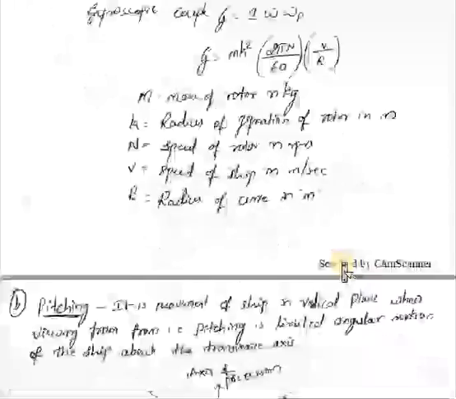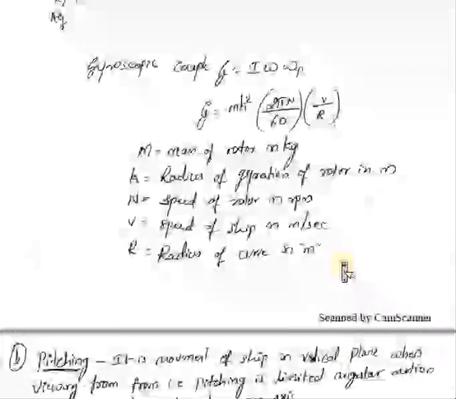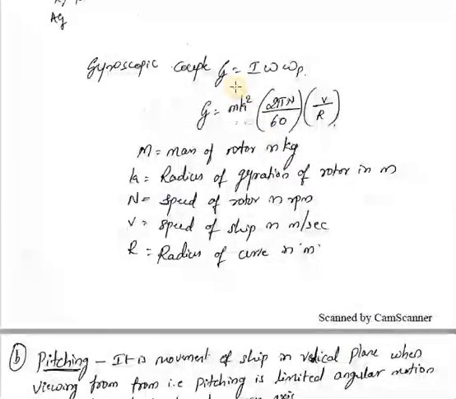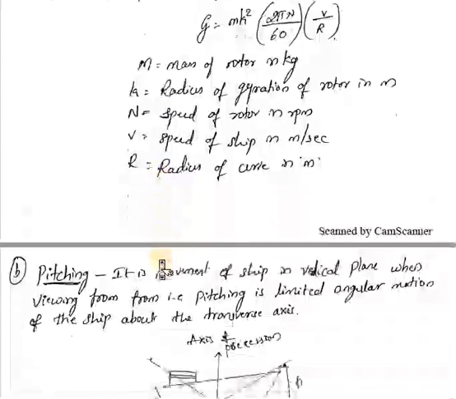For this also you have to calculate the gyroscopic couple. For that you can use the same equation as in case of aeroplane, that is G equal to I into omega P. All the terms remain the same. The only difference is here M will be the mass of the rotor in kg, K is the radius of gyration of the rotor, N is the speed of the rotor, V is the speed of the ship, and R is the radius of curve, which should be in meters.